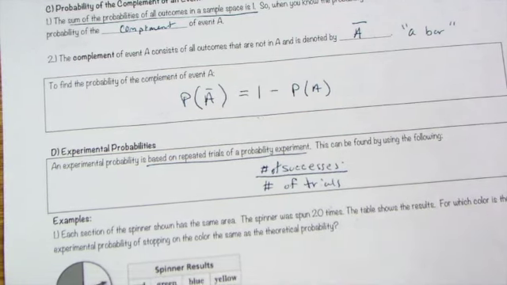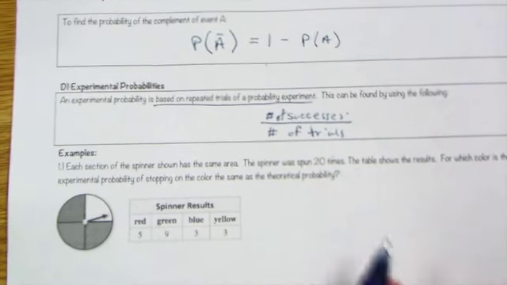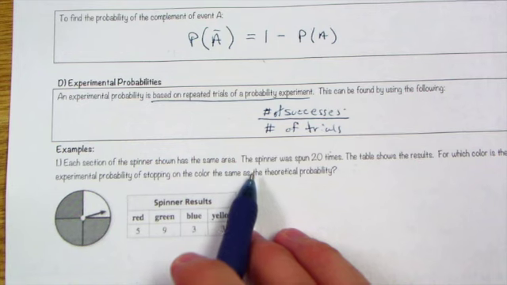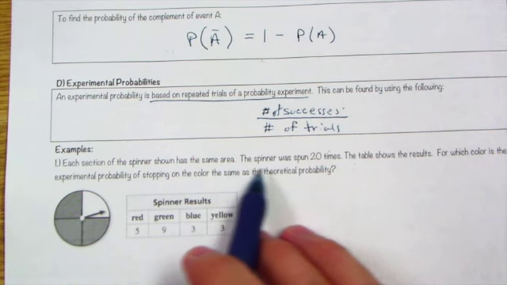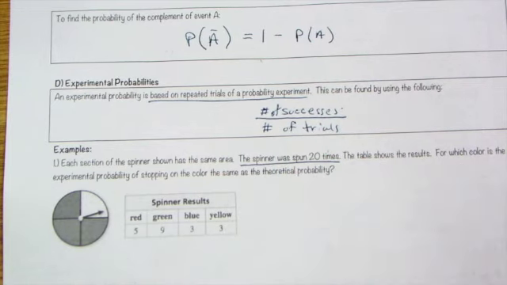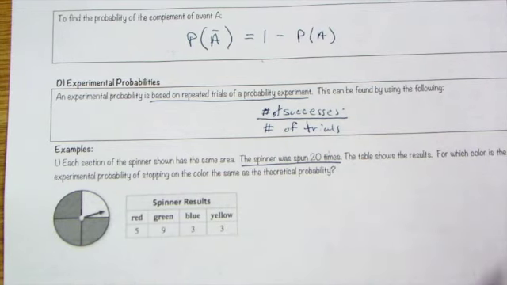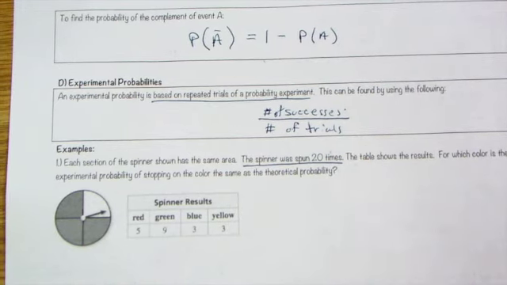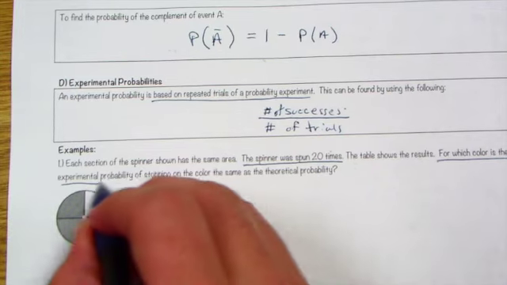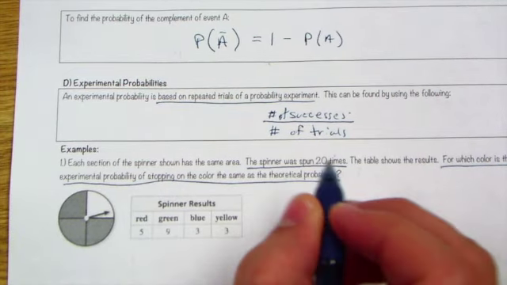So here's an example. Here's that spinner problem. Each section of the spinner as shown has the same area. The spinner was spun 20 times. The table shows the results. For which color is the experimental probability of stopping on the color the same as the theoretical probability? So this is actually what we're trying to find here.